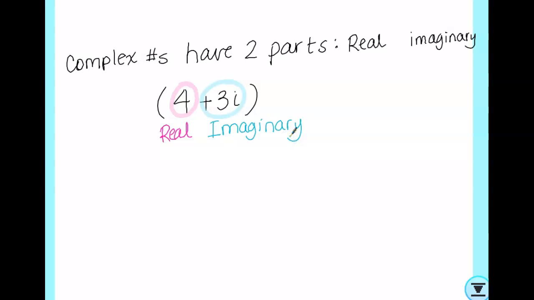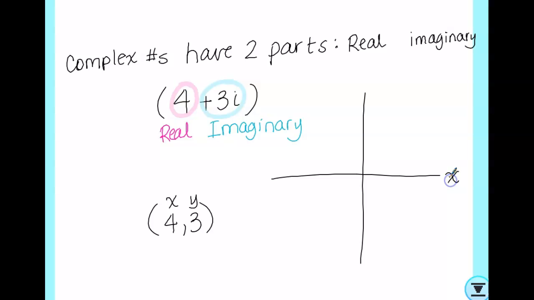Just like if we were to have the ordered pair 4, 3, these each go on their separate axes. This would be on my x-axis, this would be on my y-axis, and I would look for where they intersect. This is x, this is y. So if I'm looking for 4, 3, I go to 4 on the x-axis, and then I go up 3 on the y-axis. So this would be the point 4, 3.